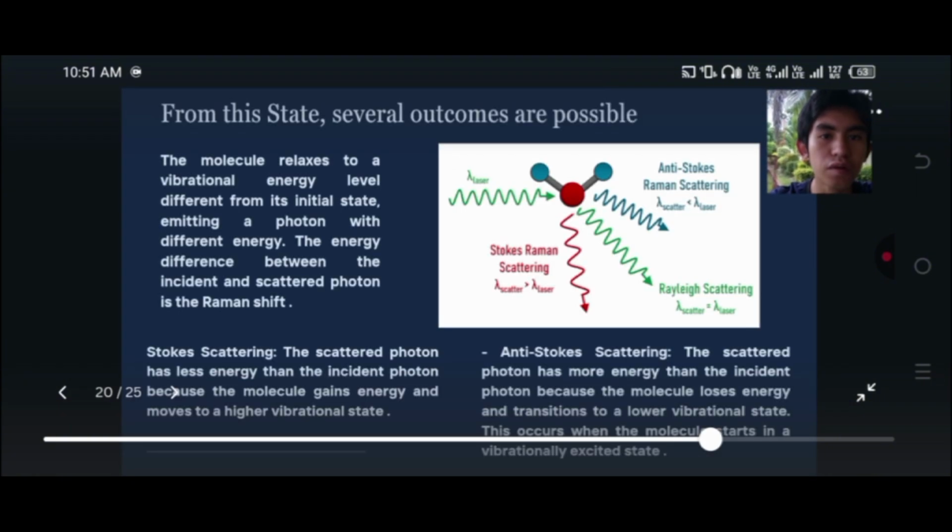From the excited state, several outcomes are possible. The molecule relaxes to a vibrational energy level different from the initial state, emitting a photon with a different energy. The energy difference between the incident and scattered photons is the Raman shift.